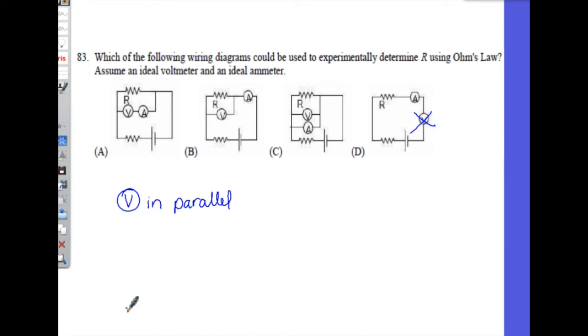Let's look at the ammeters now. Ammeters measure current. So they have to be connected in series. So no, that can't be. That's in parallel. B's okay. That's wrong. And we already said D was wrong because of the voltmeter, so the only thing that has both of them hooked up correctly is B.